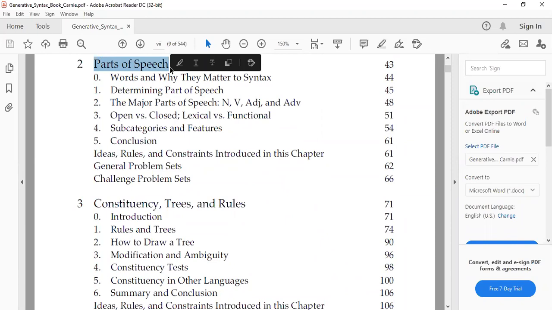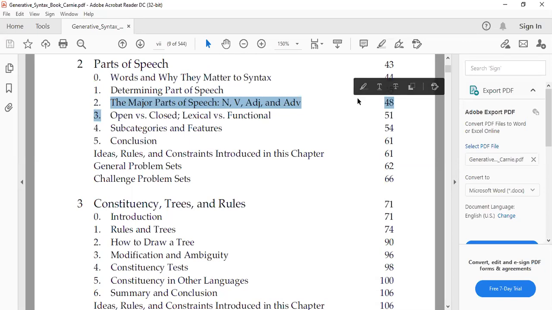When we say parts of speech, as we say in Arabic, أقسام الكلام, we have major parts of speech: nouns, verbs, adjectives, adverbs, and we have other parts: prepositions, determiners, complementizers. We will see these things. Now, for the sake of this course and for the sake of the midterm exam and the final exam, you will be responsible for just the content from page 48 on. So we will start with the major parts of speech: nouns, verbs, adjectives, and adverbs.